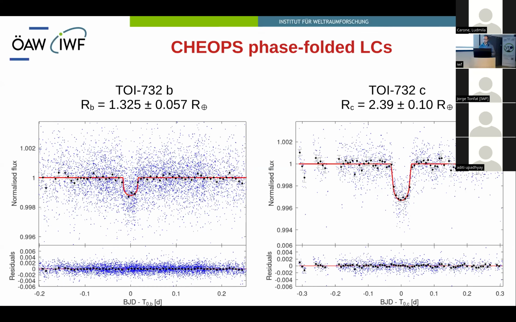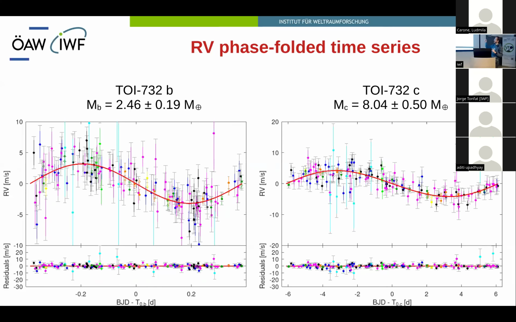Okay. And what about instead the mass? So these are the radial velocities phase folded time series. So phase folded according to the period of planet B on the left and planet C on the right, where the different colors of the markers represent the different instruments from which the measurements were taken. So we talk about planet B with a mass of 2.5 Earth masses, and planet C having a mass of around 8 Earth masses.